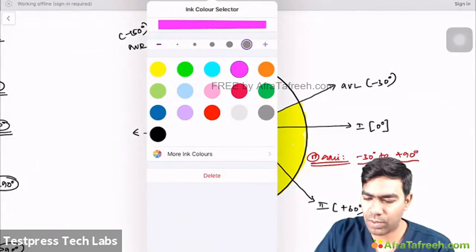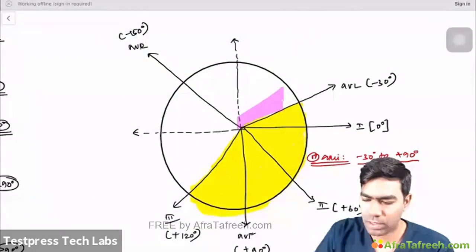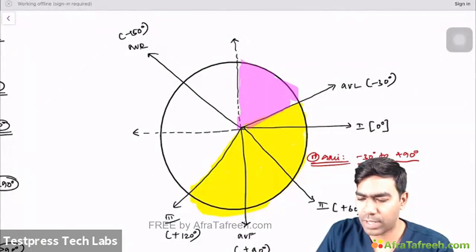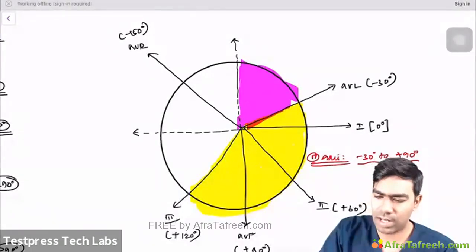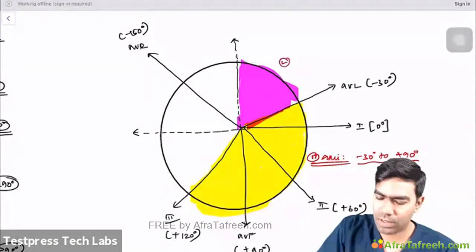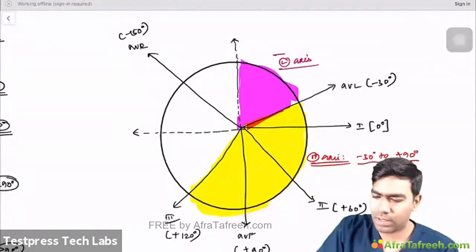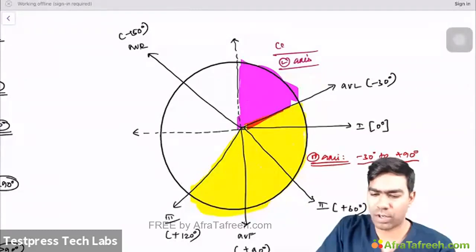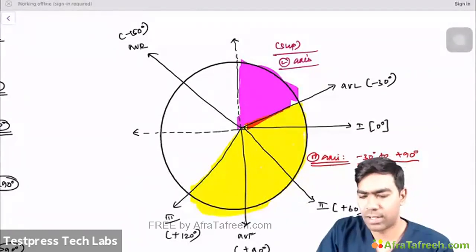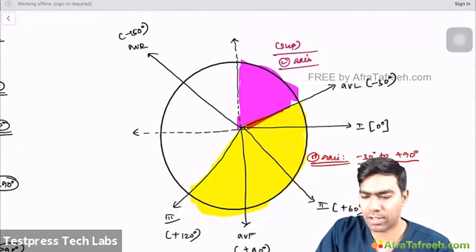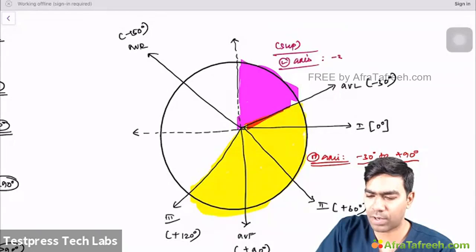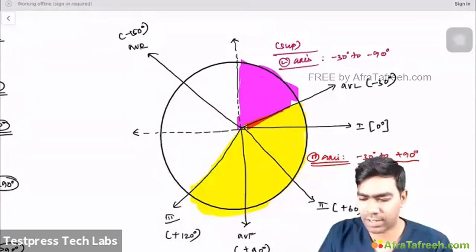Suppose your net electrical axis is in this particular direction. This will be called a left axis. Most often this is also referred to as a superior axis. I'll tell you superior axis is a little different. Left axis is superior, but I'll tell you what that is. So it's somewhere around minus 30 degrees to minus 90 degrees. So this is superior axis or left axis.